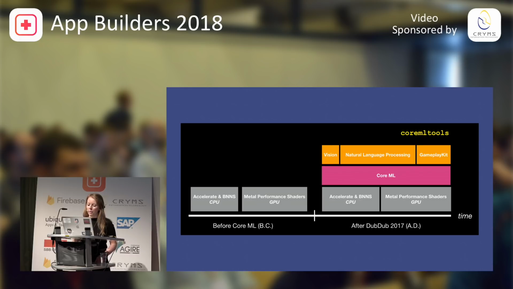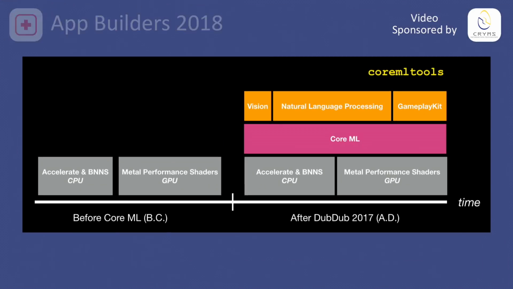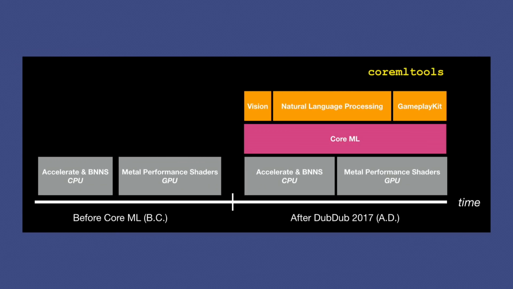So before Core ML, you could still put a pre-trained machine learning model into your app to make predictions. However, there was a lot of heavy lifting involved. So you could either use Accelerate and BNNS, which targeted running the prediction on the CPU, or you could use Metal Performance Shaders. Metal Performance Shaders convolutional neural networks, a mouthful, and this targeted the GPU. This is a lot of work and kind of specialized knowledge, so very few people were doing it.